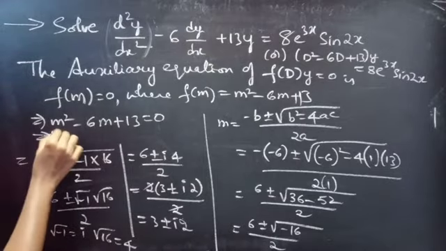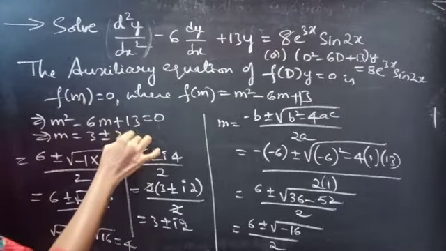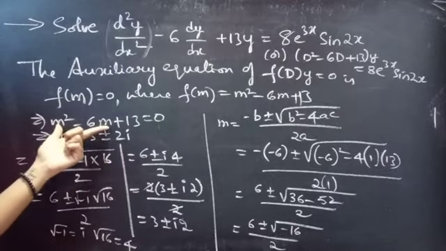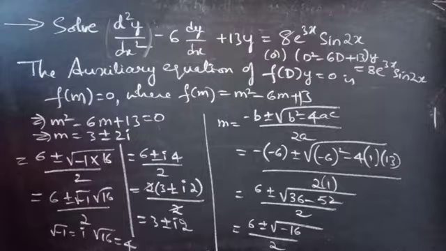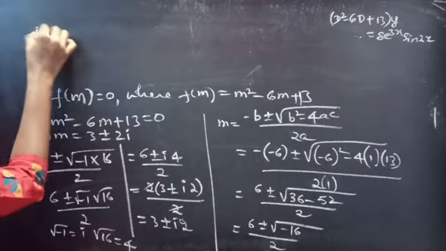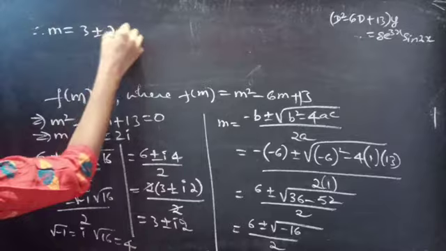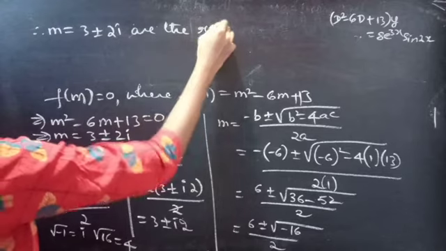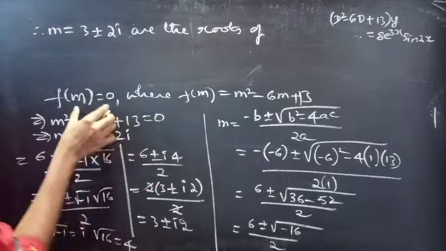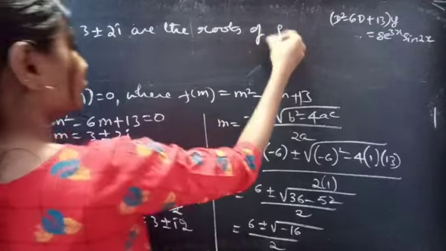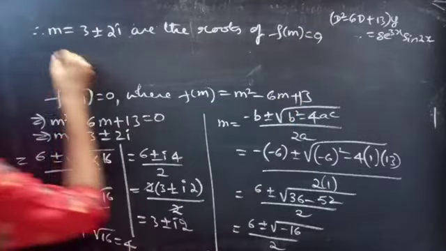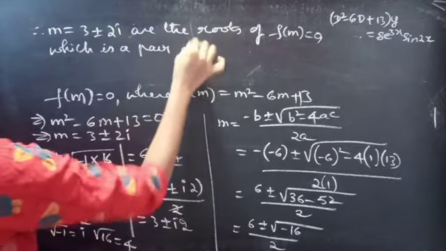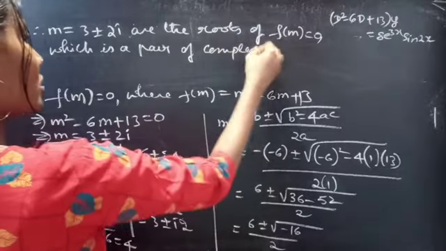Then m equals 3 plus or minus 2i. So we got a pair of complex conjugate roots to this equation. Therefore, m equals 3 plus or minus 2i are the roots of f of m equals 0, our auxiliary equation, which is a pair of complex conjugates.